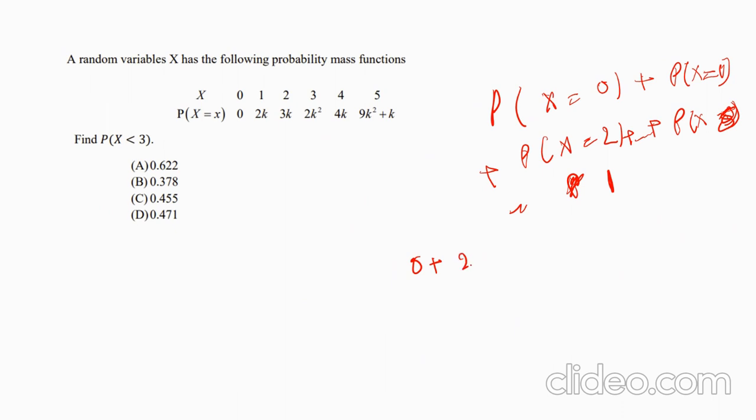For 1 it is 2k. For 2 it is 3k. For 3 it is 2k square. 4k. 9k square plus k, is equal to 1. So this is the quadratic equation you can solve. So solve it. Like, try it.